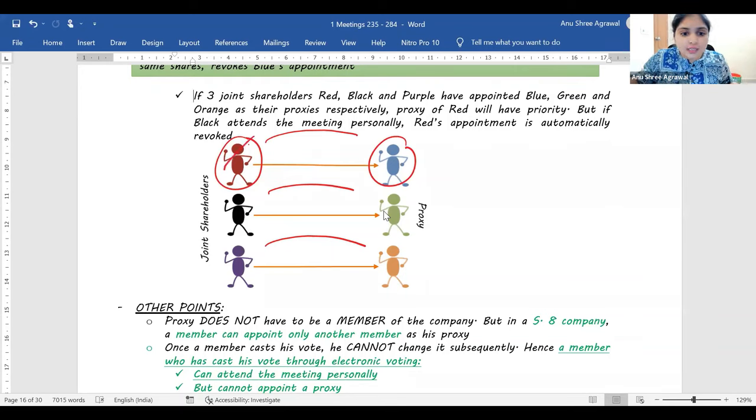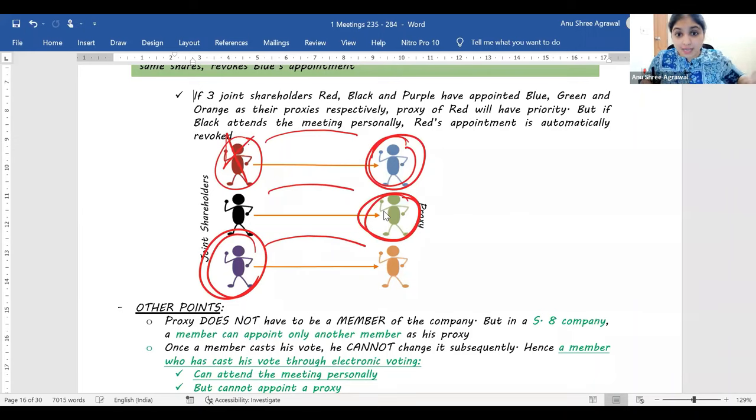But suppose Purple, Blue, and Green, these three people, attended the meeting. Now, whom will you give priority? Obviously, Purple. If one of the joint shareholders is attending, we will obviously give priority to them. So, joint shareholders, it is preferable that you come to a common conclusion and appoint only one person as proxy. But if you are not able to do that, then we will give priority to the senior most shareholder's proxy. And if one of the joint shareholders is also attending the meeting, we will give preference to him and not to the proxies.